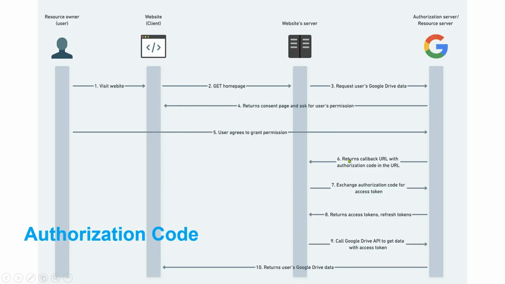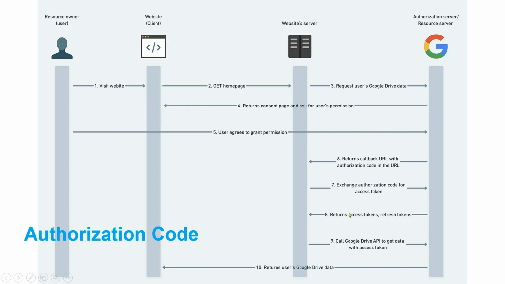And now after this, what will the Google authorization server do? It will return a callback URL with an authorization code in the URL. And after that, what will the website server do? It will exchange that authorization code for an access token. The authorization code will be in the URL. You have to pass that authorization code again to the authorization server and exchange the authorization code for an access token. You need the access token at the end.